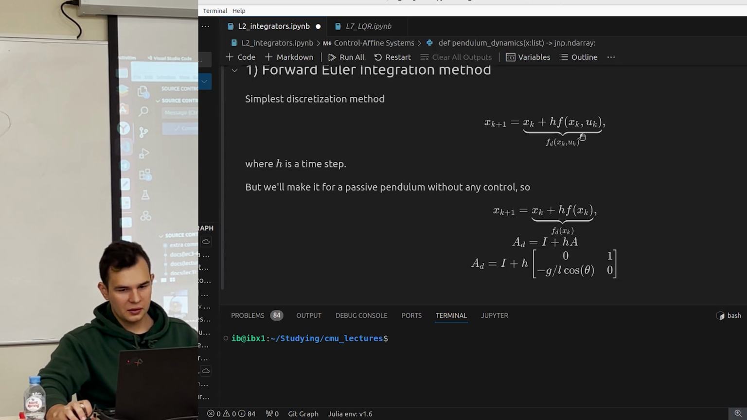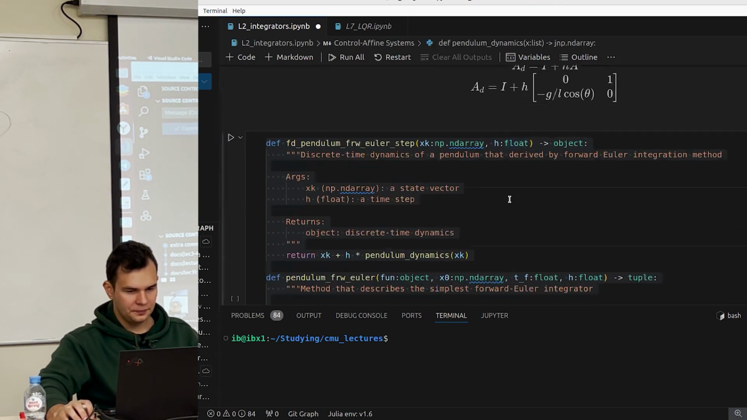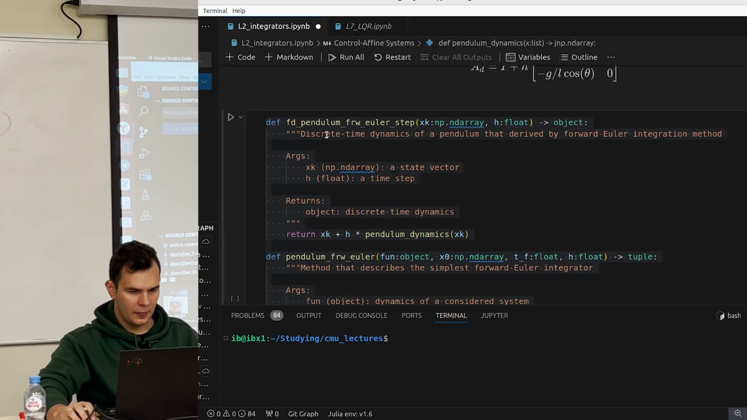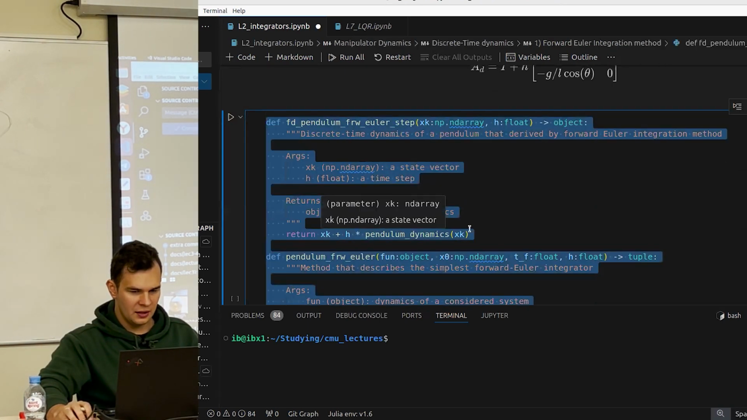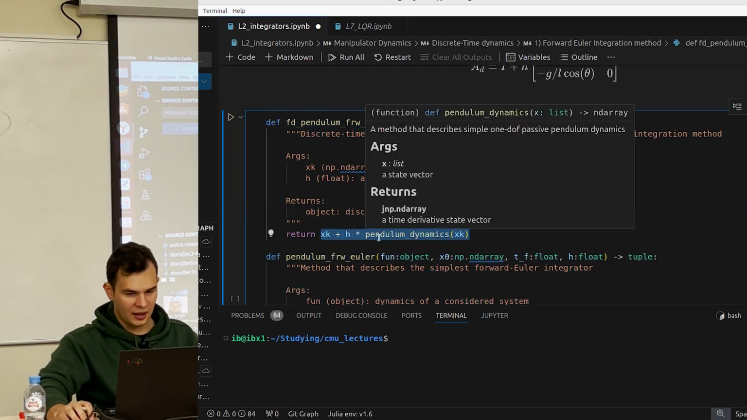And here it's also a passive pendulum. This is why we don't have any U. It looks like this. And here you see how simple the step is. It's just x k, the previous step, plus the time step, which is just a scalar, times something that is the output of your return function for your model.